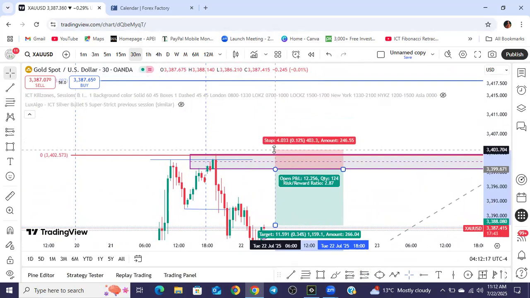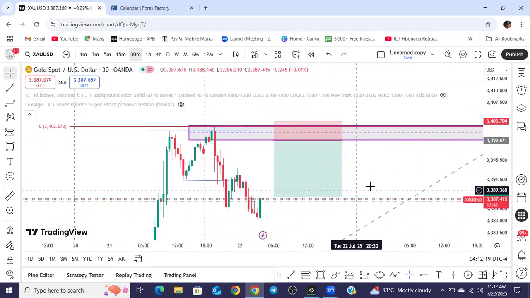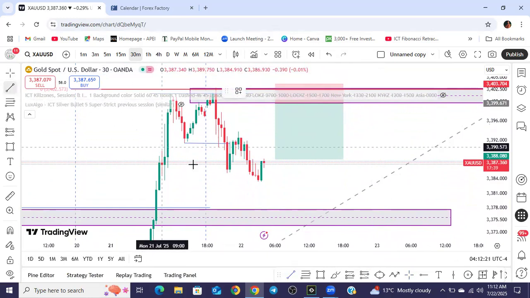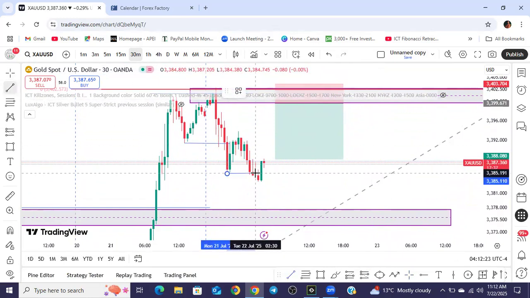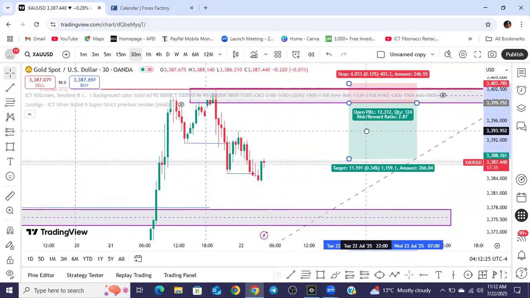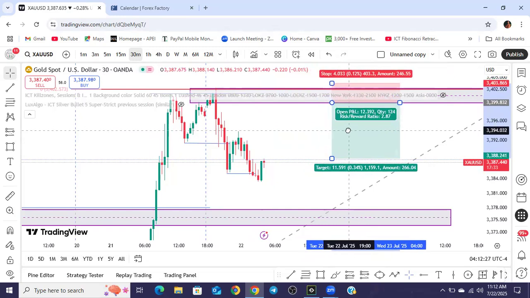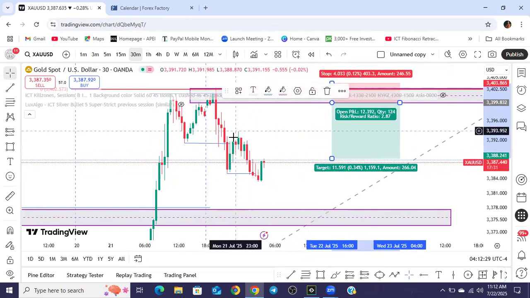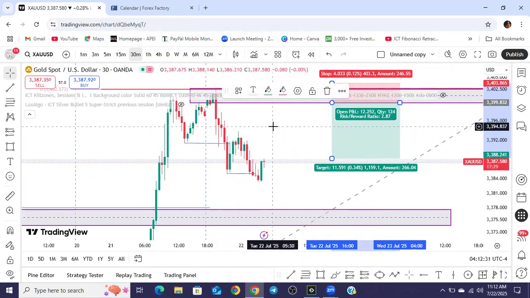Right? Something like that. So we might see some selling opportunities there. Again, as you can see, the price has also created another change of character here. So what it means is that we might see the price probably react from these particular points.